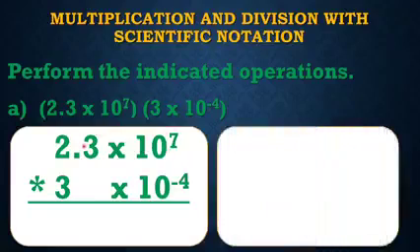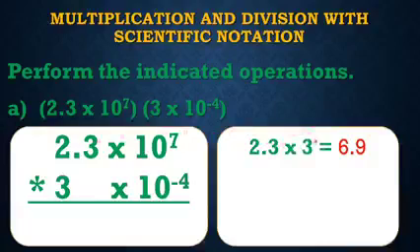That is 2.3 times 3, and it gives us a product of 6.9. Okay, so this is our mantissa. And what we will do with the exponent, the exponential number.